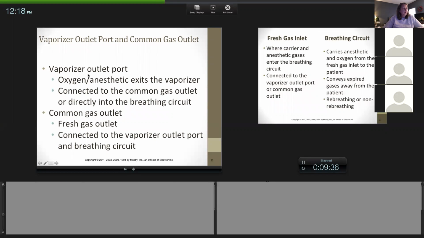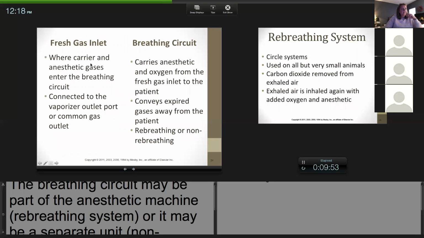Now, the gas leaves via the outlet of the vaporizer. So at the beginning of the vaporizer is the inlet where the oxygen comes in, and at the outlet is where you have the mixed gas that leaves. And once it leaves the outlet, it's going to enter the breathing circuit, and the breathing circuit is what takes the gases to the patient.